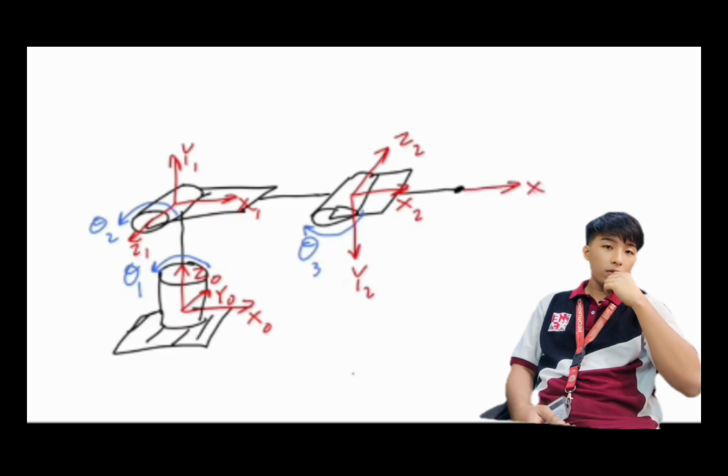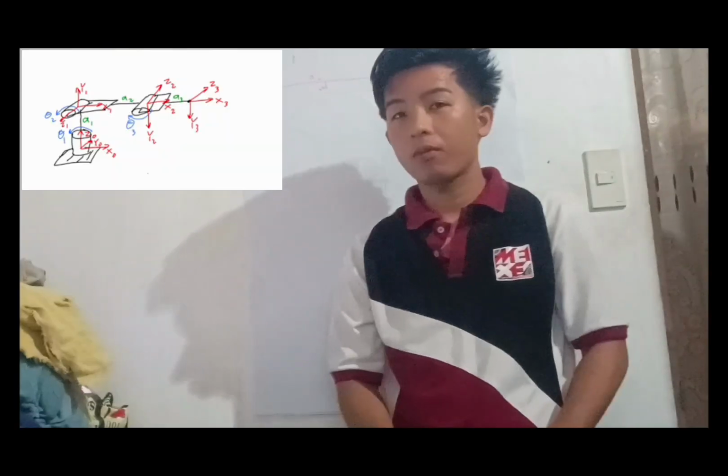I get each joint by copying the frame before it. After copying the links from the third joint to the fourth joint, I also need to label my link lengths. Now I have everything I need to find the homogeneous transformation matrix from frame 0 to frame 3.